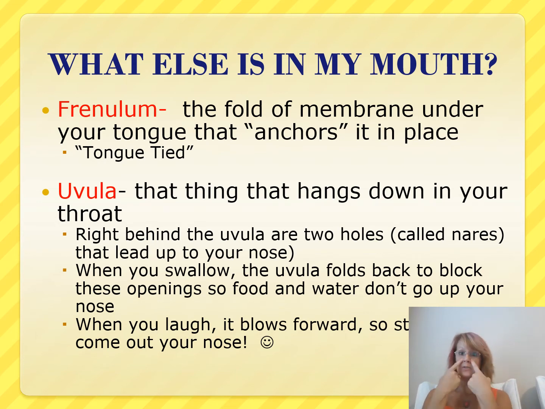Well, we have two nostrils, two sinuses. We have two holes on the roof of our mouth, and those holes are called our internal nares. And that thing that hangs down in the back of your throat is called your uvula. And basically it's there, so when you swallow, it folds over those holes. The uvula is kind of in the middle of them, and when you swallow, it will fold over that hole.